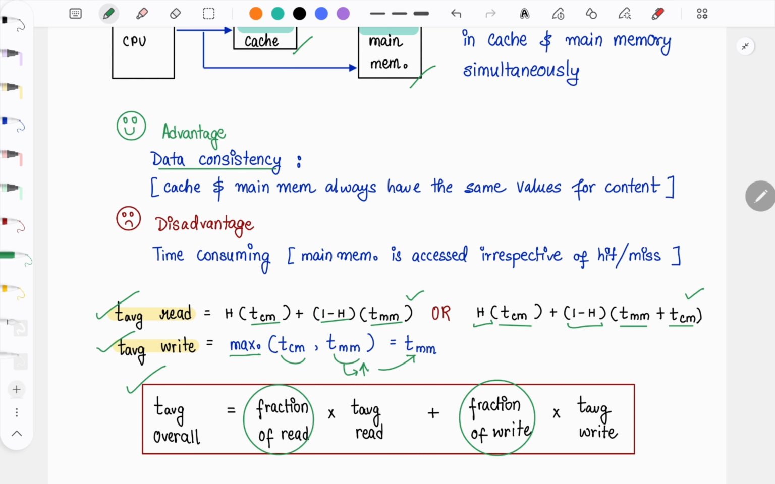There is a CPU which performs a certain number of operations, out of which 90% are read. So this fraction will turn out to be 90 by 100 or simply 9 by 10. From this we could already interpret that 10% of them will be write operations and the fraction will be 10 by 100 or 1 by 10. We could simply use this and put it in this formula.